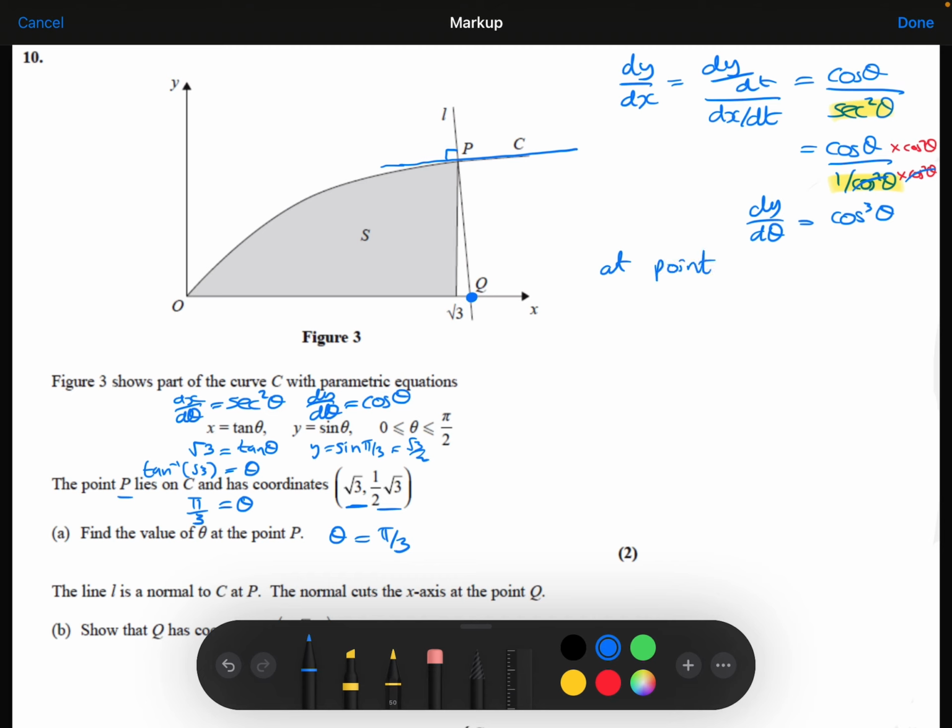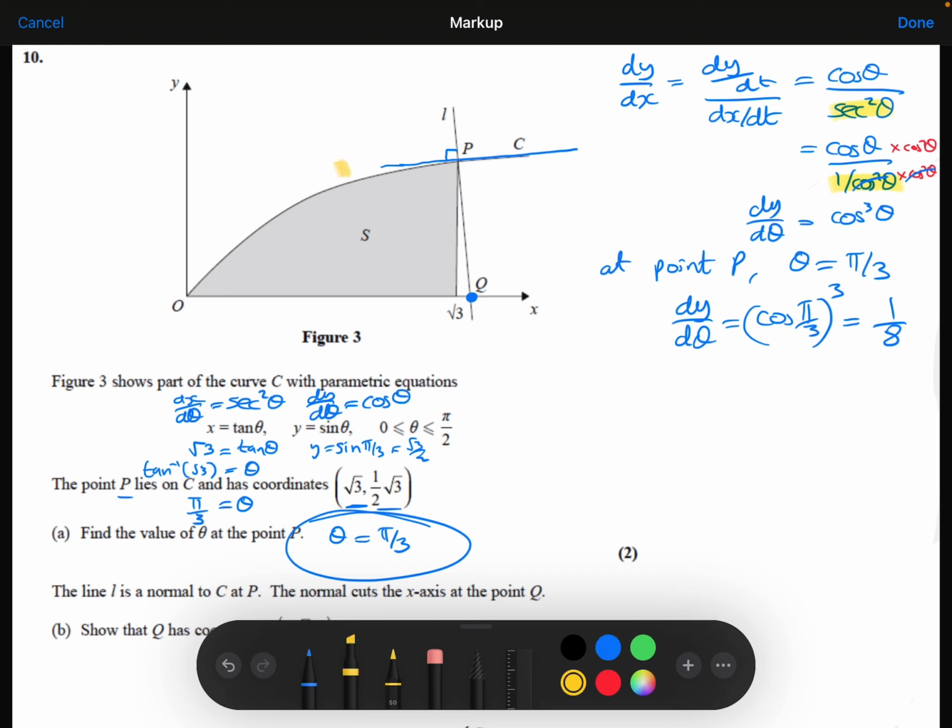At point P, I know that theta is pi over 3. We found that in part A of the question. So if I substitute that into my gradient function, cos pi over 3 cubed, I get 1/8. So the gradient of the curve at that point is 1/8, which means the gradient of the normal will be the negative reciprocal of that. So that's going to be minus 8.